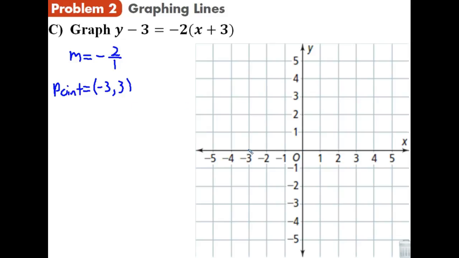So here we'll start at (-3, 3) for our first point. We'll follow that slope along, down 2, right 1, down 2, right 1. And then we can do one more point, left 2, up 1, doing the opposite as we go to the left. And then connect the dots for our line. Part D is the same idea, graphing a line in point-slope form. Again, pause the video, work through the problem, hit play to check your answer.